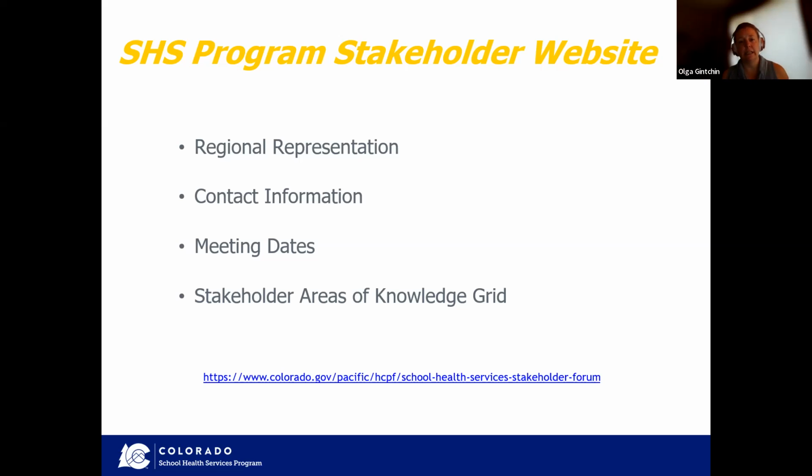So let's just say, for example, your district is thinking about changing the way that they claim for transportation. Maybe you claim for not only specialized and now you want to claim for only specialized. You can go out there, look at the stakeholder areas of knowledge grid and see which stakeholders or which districts claim for that certain type of transportation and just see how they do it.